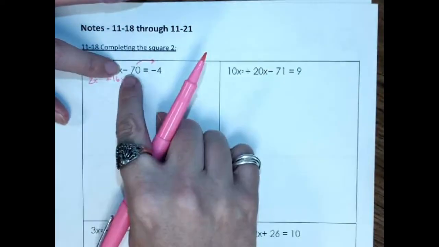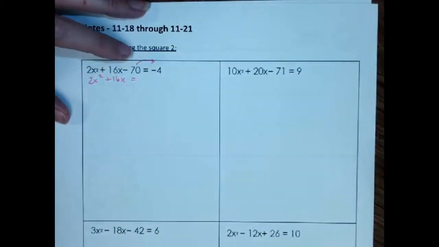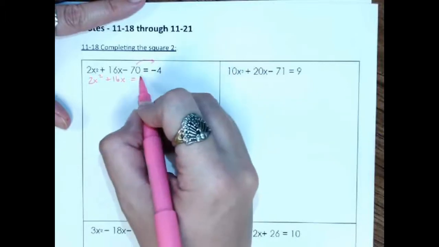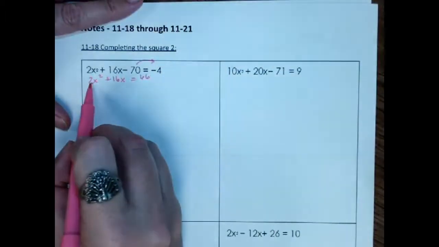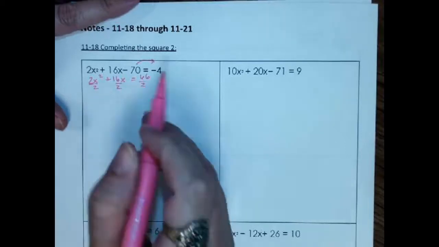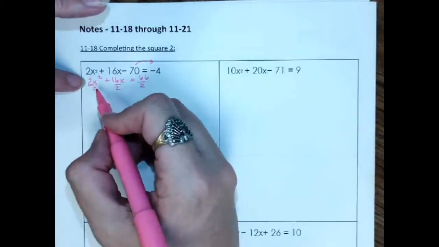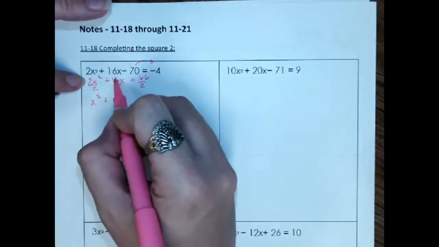So I'm going to add 70 to both sides, so I get 66 on this side. And then what I want to do is just take and divide every one of these things by 2. As long as I divide everything by 2, it's going to stay even. 2 divided by 2 is just x squared. 16 divided by 2 is 8.